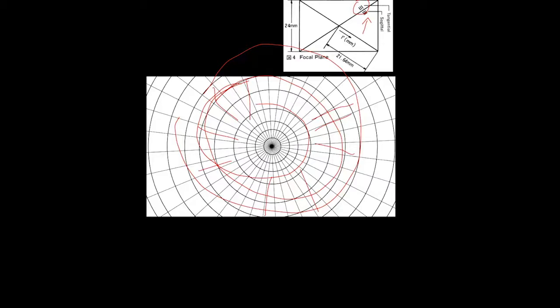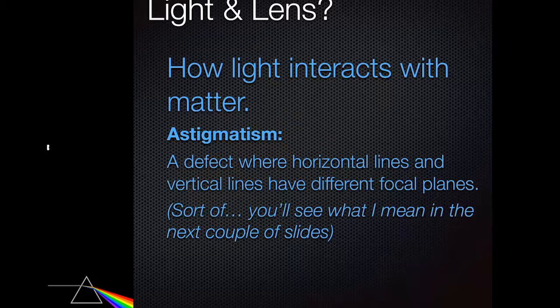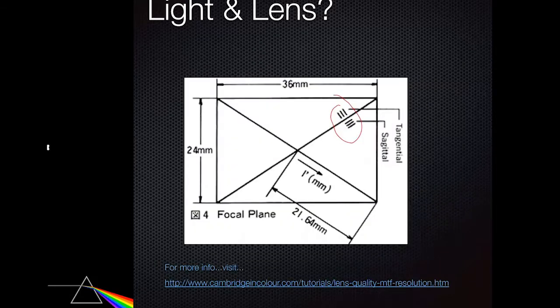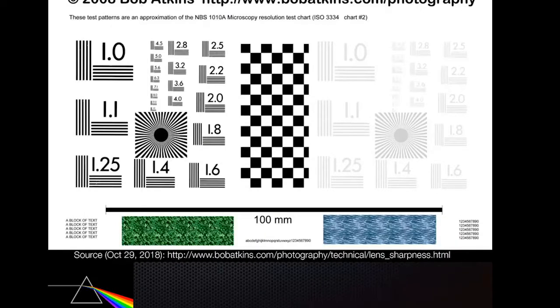Let's see if we can get back to that slide. That's why here I said "sort of," because it's not really horizontal lines and vertical lines. We might see test charts where they put those lines together, but really what those lines are representing are sagittal and tangential lines. So when I say represent, what I'm talking about is you can go to websites, for example, this is bobatkins.com, but there's all kinds of different websites that offer images that you can download to test your camera to see how good it is at correcting for astigmatism.